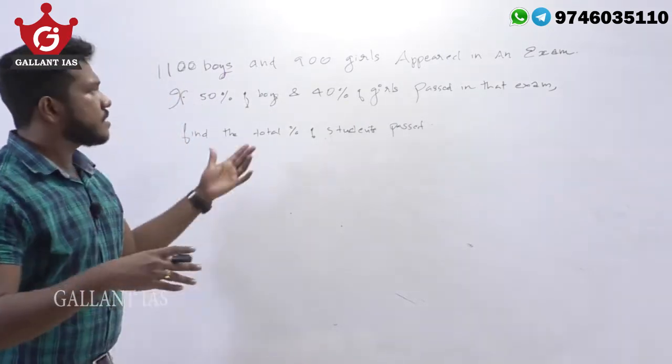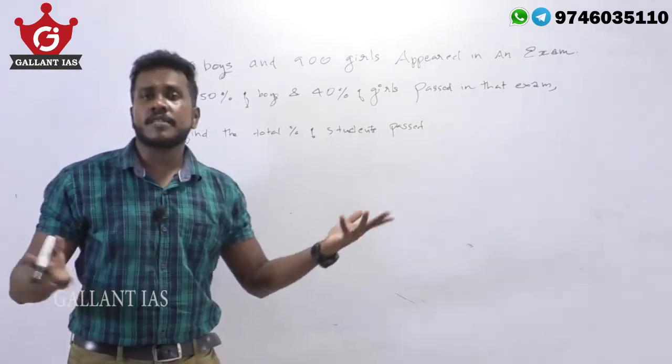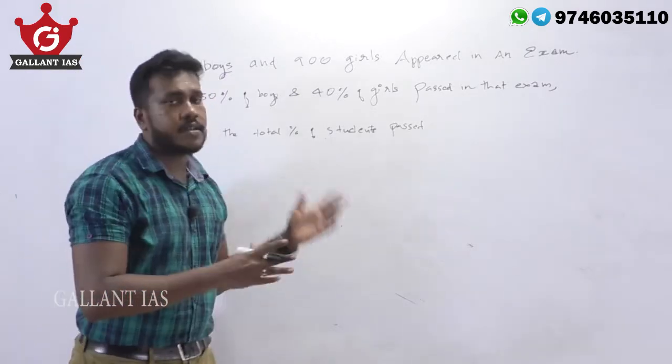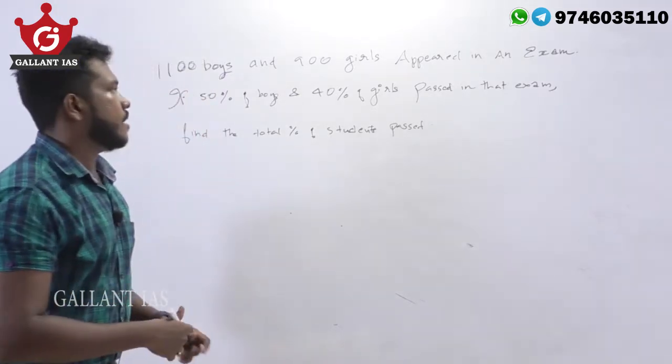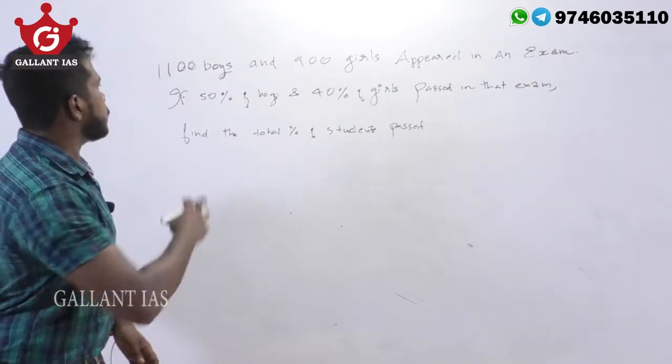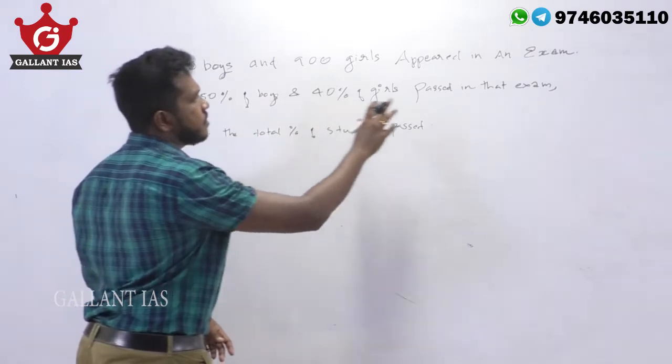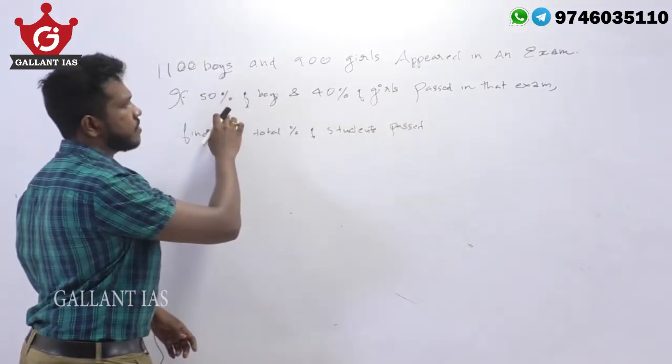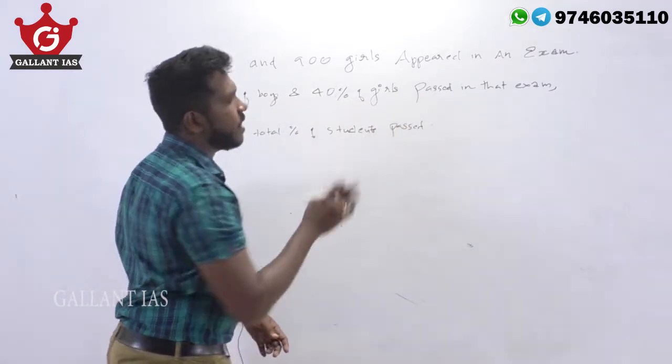And I think we had seen usual types of questions in different types of aptitude exams. Of course, in our CSAT also, we had seen these types of questions. That is, exams and students. So, check the question. 1100 boys and 900 girls appear in an exam, and 50% of the boys and 40% of the girls passed in that exam.